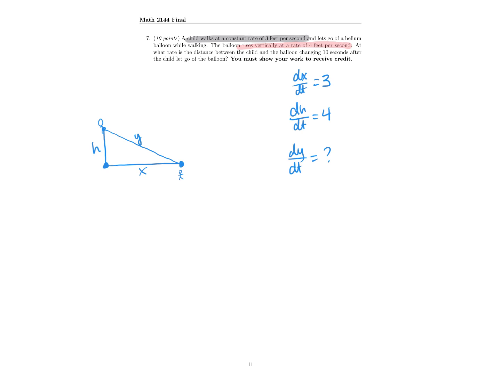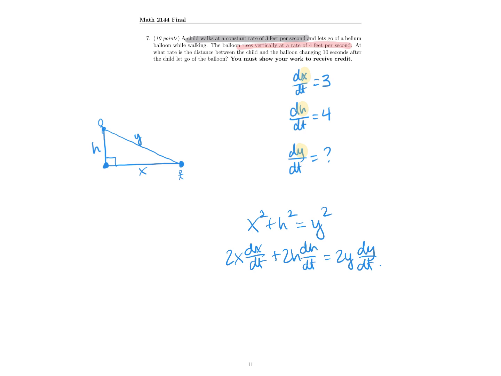What that means is that I need to get a relationship between y, h, and x, and then I want to take the derivative of that equation with respect to t so that these rates of change are going to show up. So I can look over here at my picture, and I can see how x, h, and y are related to one another, and I can just use the Pythagorean theorem. So x squared plus h squared equals y squared. Then I can take the derivative of this implicitly with respect to t. So I get 2x dx/dt plus 2h dh/dt equals 2y dy/dt.